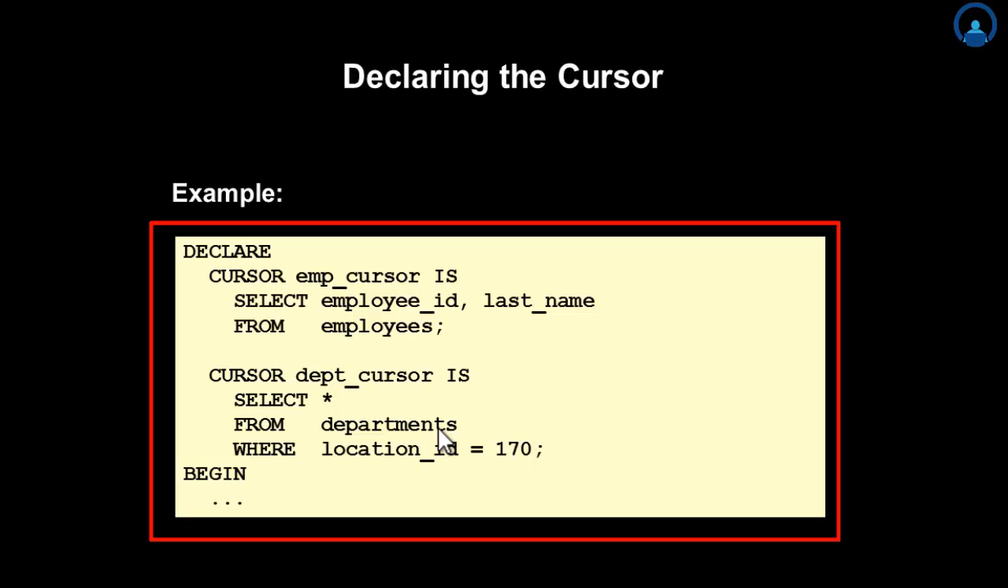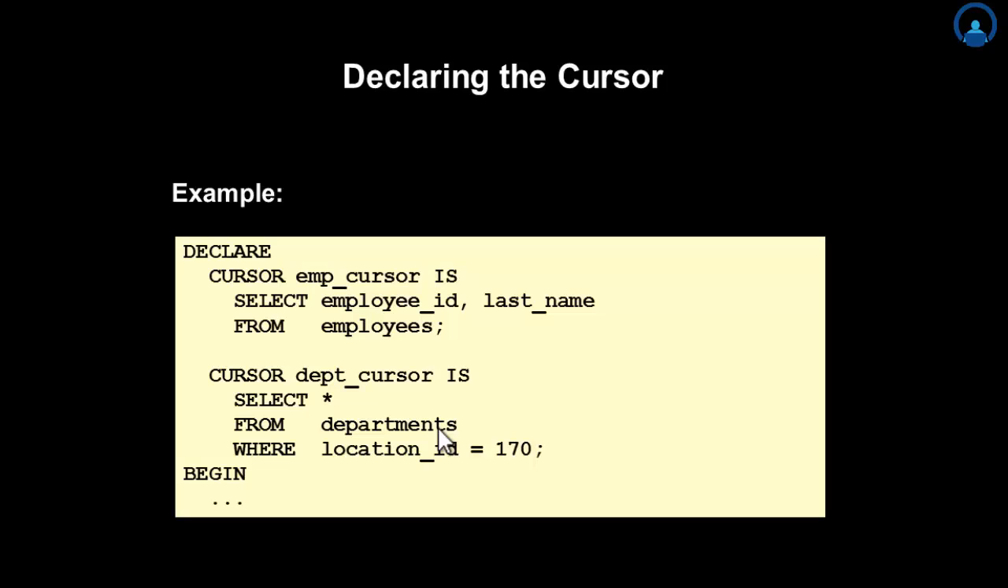Cursor dept_cursor is SELECT * FROM departments WHERE location_id = 170. BEGIN, and then we can fetch the values. The cursor emp_cursor is declared to retrieve the employee ID and last name columns from the employees table. Similarly, the cursor dept_cursor is declared to retrieve all the details for the department with location ID 170. We can declare the variables to store the values, like DECLARE v_empno of type employees.employee_id%TYPE, v_ename of type employees.last_name%TYPE.